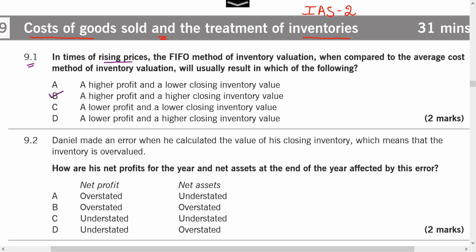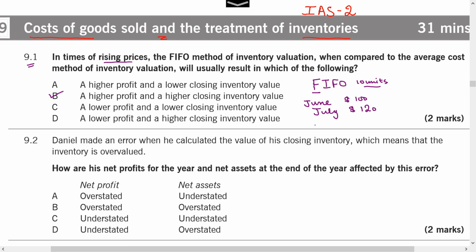Now please let me tell you the logic. According to the FIFO method, we use that inventory which came into our stock first, because FIFO stands for first in, first out. So let's say in June our inventory was costing us, let's say, $100 for 10 units, and in July the same 10 units are now costing us $120.